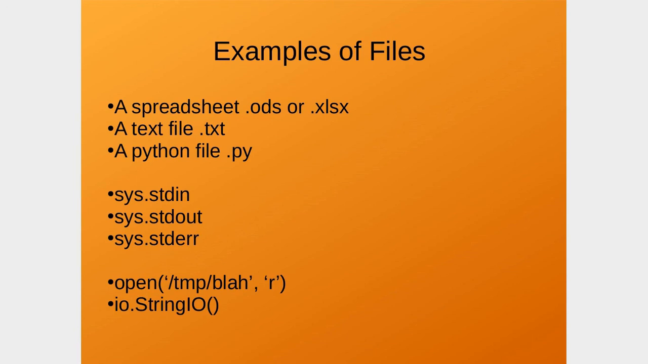sys.stdin, sys.stdout, and sys.stderr are, of course, like C's stdin, stdout, and stderr. They live in the sys module. You can also get back a file to read /tmp/foo using the open constructor, and that "r" is quite similar to what you would see with fopen in C. And you can get an all in-memory file-like object using io.StringIO.